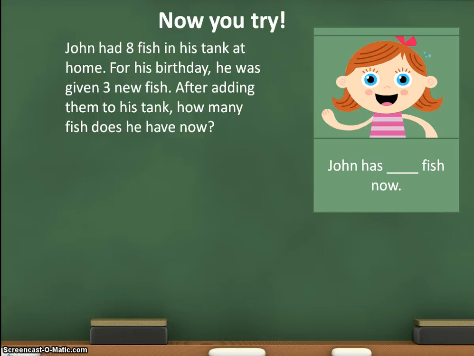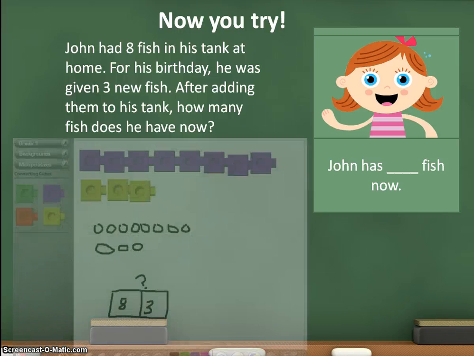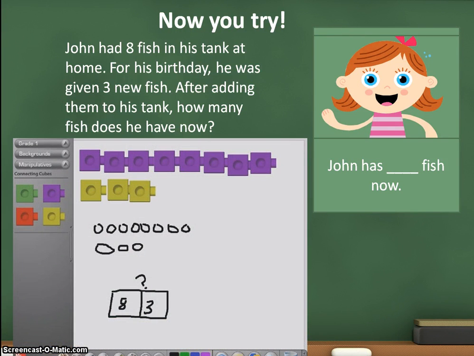Welcome back. Let's compare our work. Here are the models again. I'm sure you used one of them. Now what math sentence did you come up with?